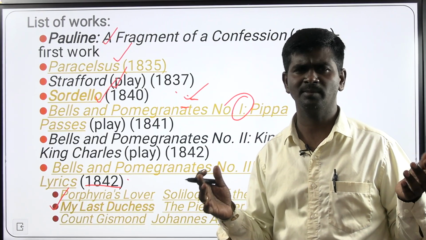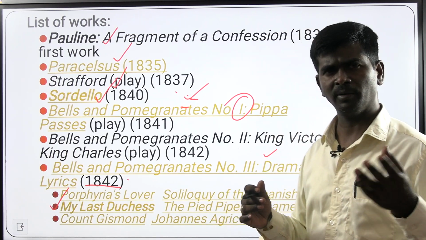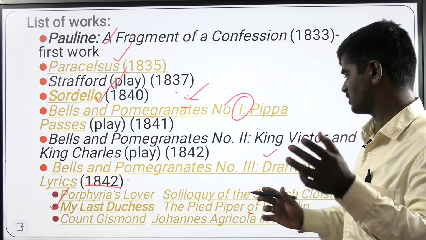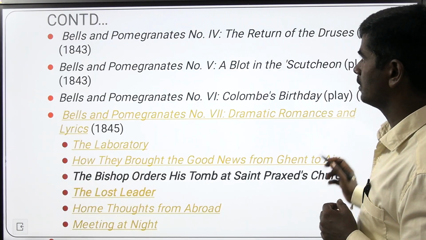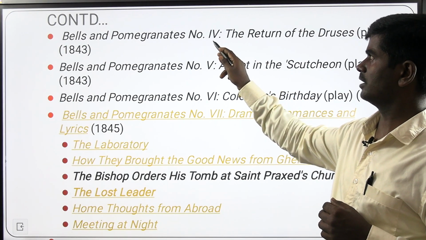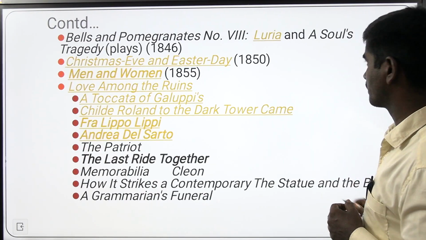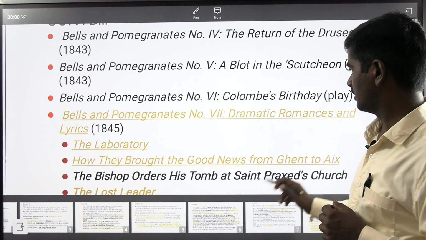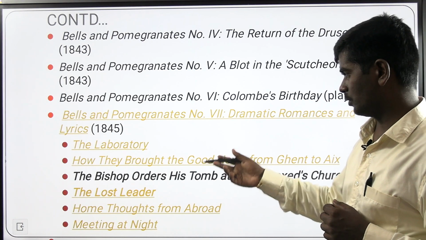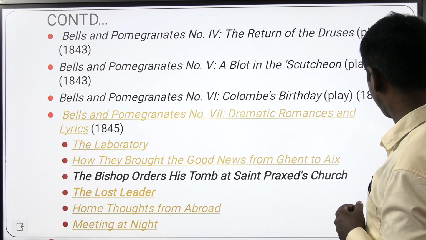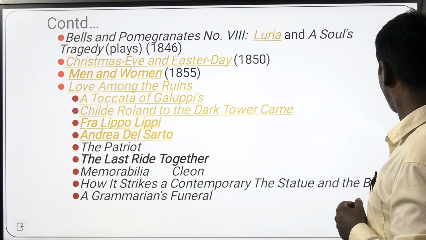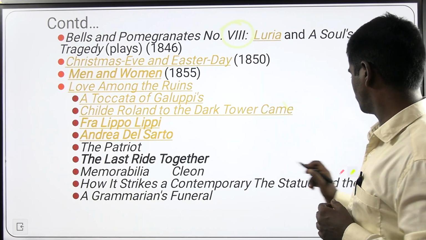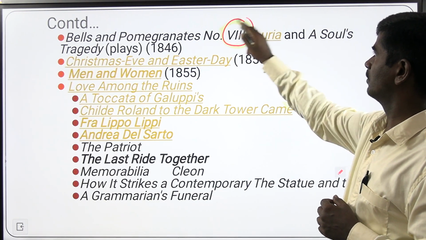My Last Duchess is an example of dramatic monologue. A wonderful poem. We'll talk about a short summary at the end, and some of the other poems which are not required. Next, Bells and Pomegranates, Volume 3, Volume 4, 5, 6 and 7. Next, some of the other poems, which include Bells and Pomegranates, 8 volumes.